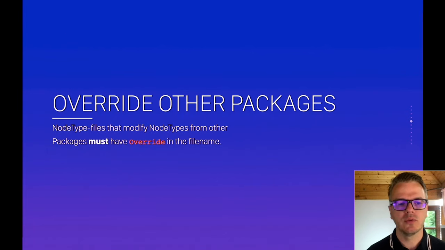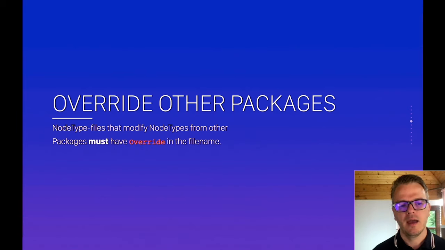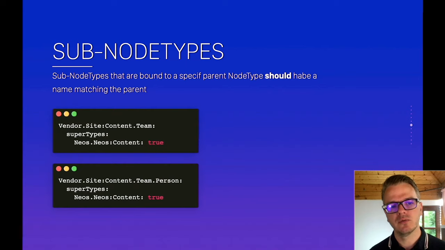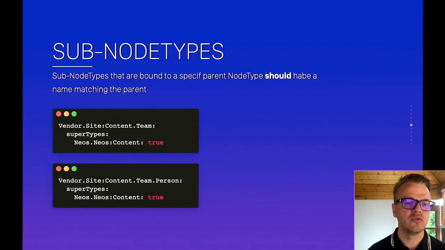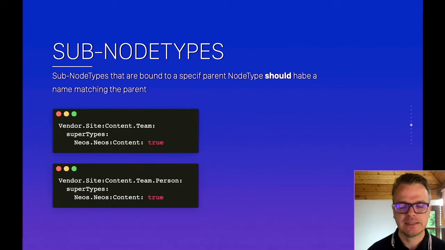Many times you want to override node types from other packages. The files that override other packages must have override in the file name. And sub-node types that are bound to a specific parent node type should have a name matching the parent. It's much easier for you, it's much easier for your co-workers, it's much easier for you in a month. So you should really do it.